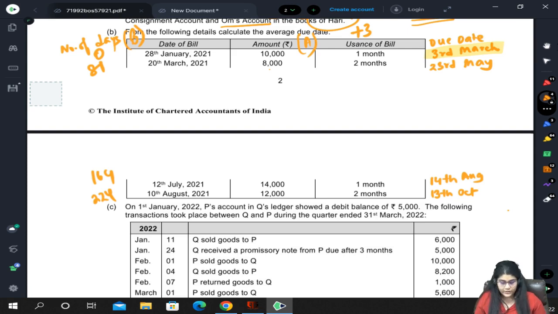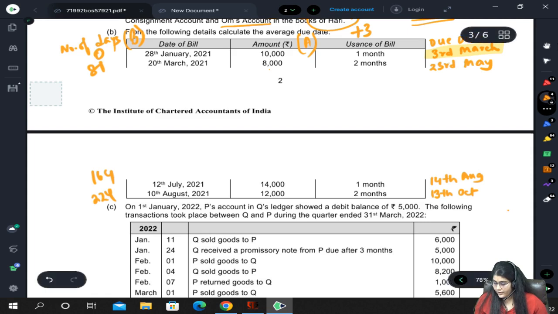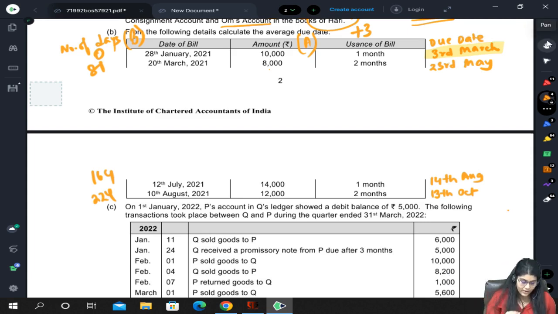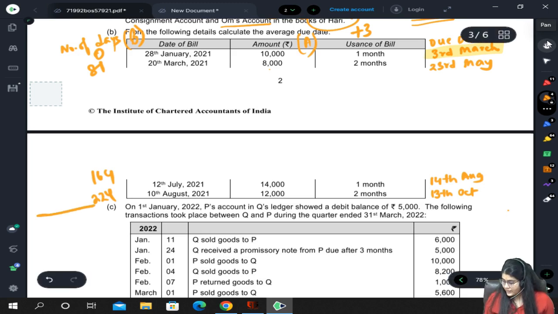10,000 into 0, which is 0. 81 into 8,000 is 648,000. 14,000 into 164 is 22,96,000. 12,000 into 224 gives us 26,88,000. So now, summing up all the products, we are getting 56,32,000.